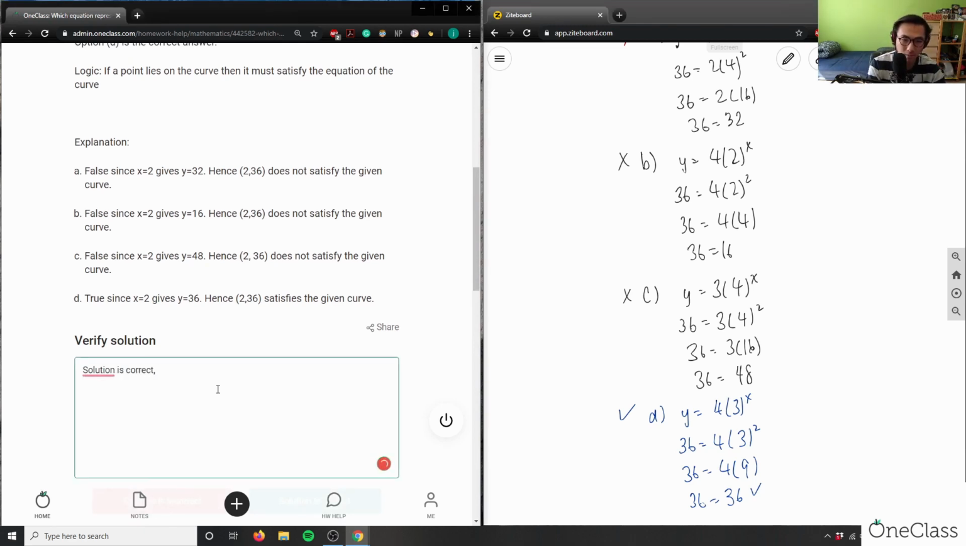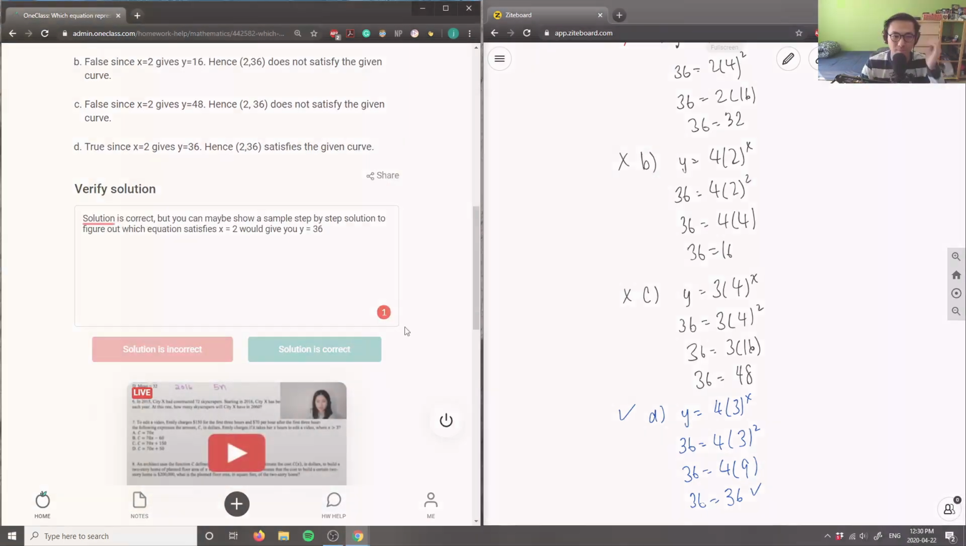is correct. But they didn't really show their work. I get how they tried to explain it, but they didn't really show their work per se. So I would say that solution is correct, but you can maybe show a sample, a step-by-step solution, to figure out which equation satisfies x equals 2 and would give you y equals 36. The solution here is correct.